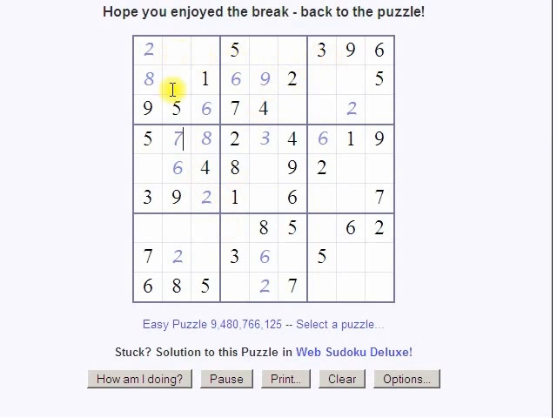Continue with 3. For this block, this has to be 3. For this block, there is already a 3, so this has to be 3. For this block, 3, 3, 3, so this has to be 3. The only remaining number here must be 1. And this remaining number has to be 4.